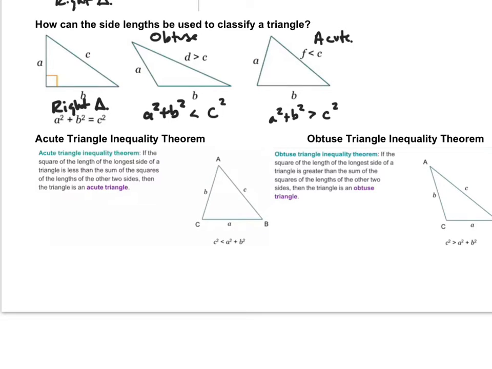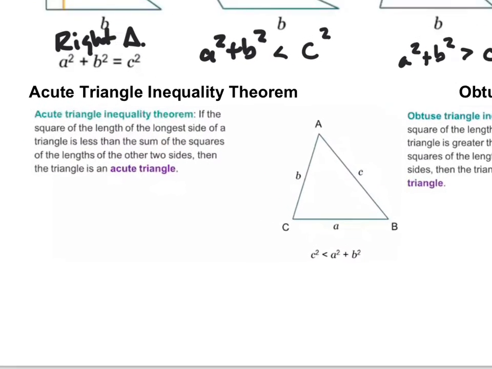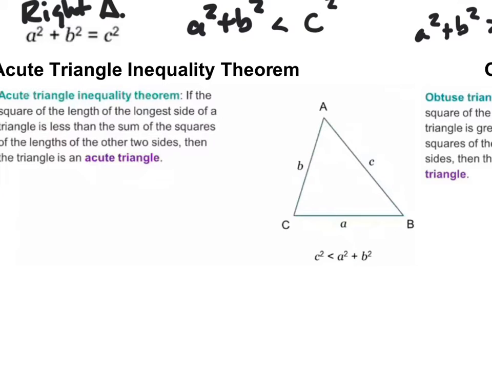Let's think of an example here. Let's do, call this a length of 6, 8, and 9, okay? Now, if I take 8 squared plus 6 squared, what's the relationship between that and 9 squared? And this is an acute triangle.